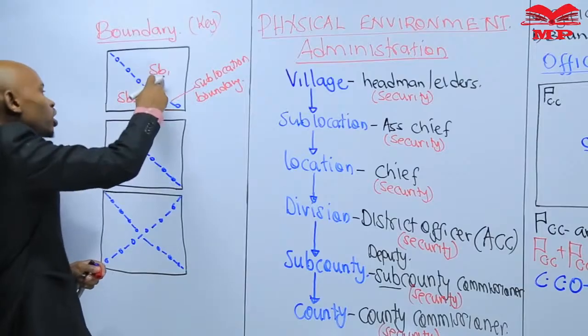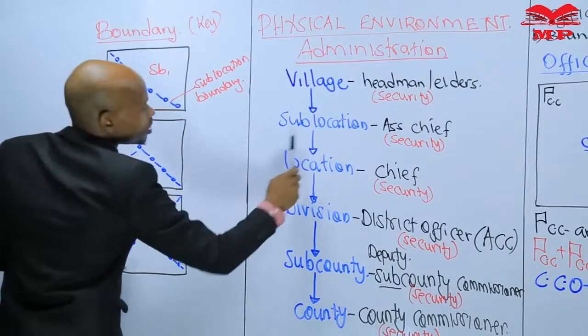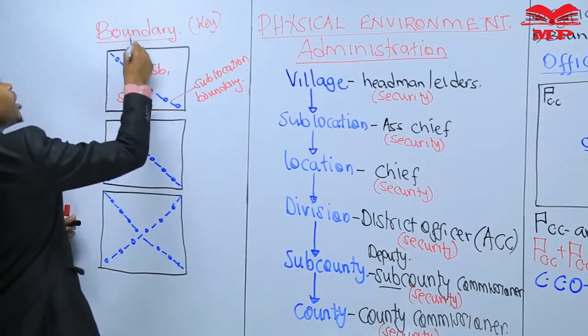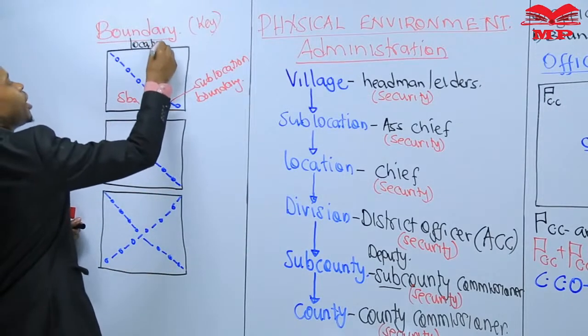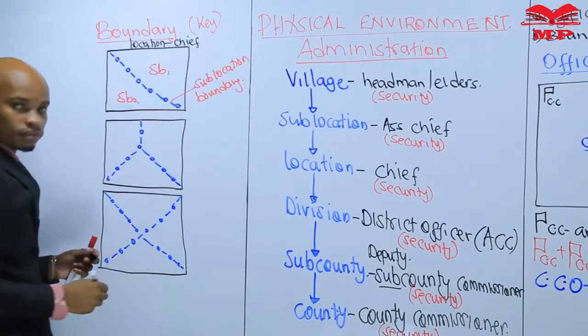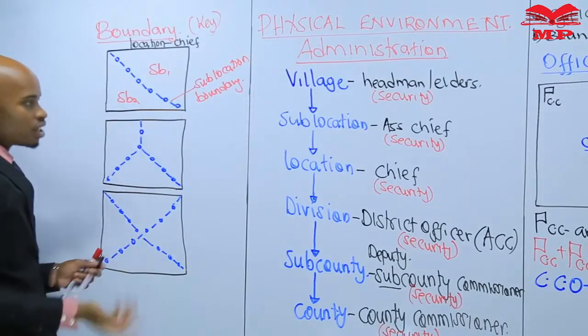And if this is a sublocation and this one is a sublocation, then a sublocation plus a sublocation, we have a location. So the area is a location. And a location is headed by a chief. Using a boundary is very, very simple.